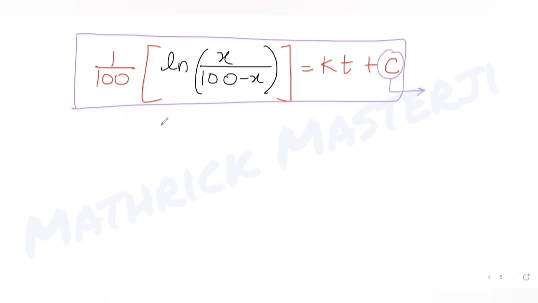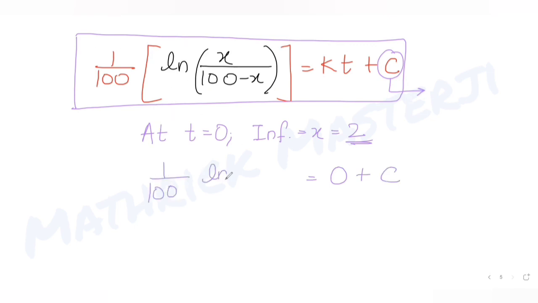I will use the idea which is given to me that says at time t equals 0, the number of infected students, that is x, in this case is given to us as 2. If I use that in this, what I get is the value for c. So let's put t as 0 and x as 2. The right hand side becomes 0 plus c, and the left hand side becomes 1 over 100 log of 2 over 100 minus 2, which is 98. So you get 1 over 100 log of 2 over 98 as the value of constant c.